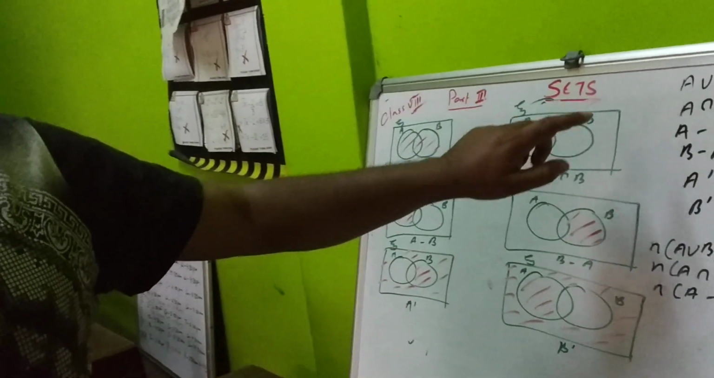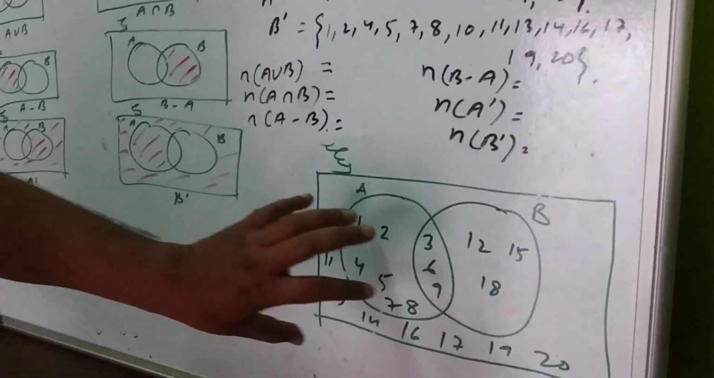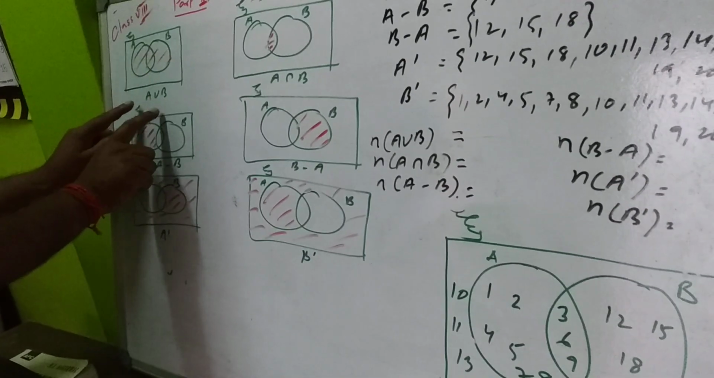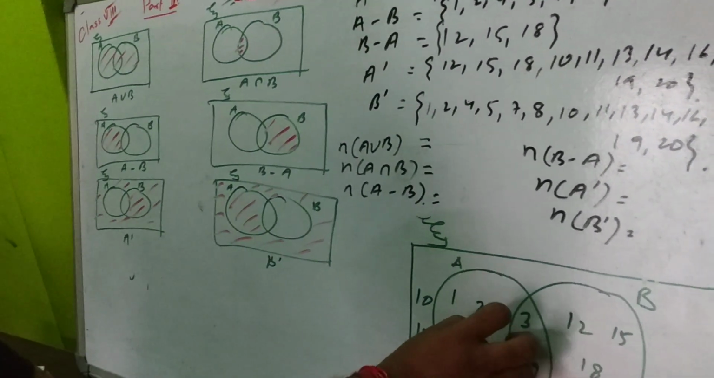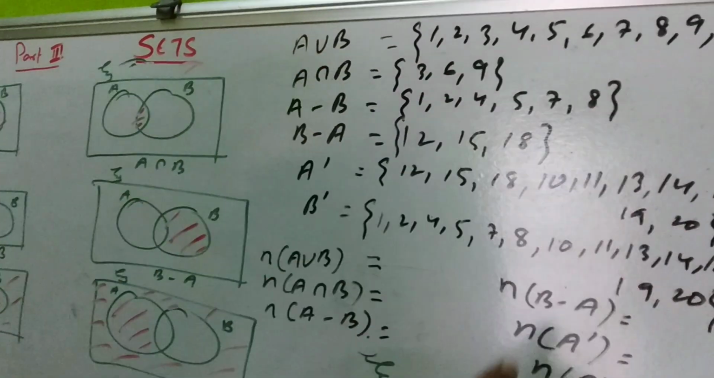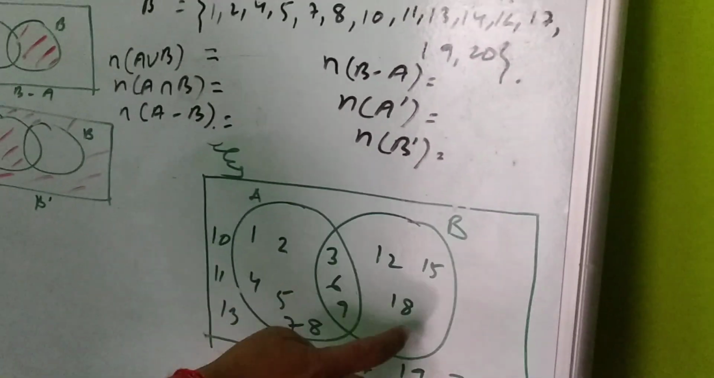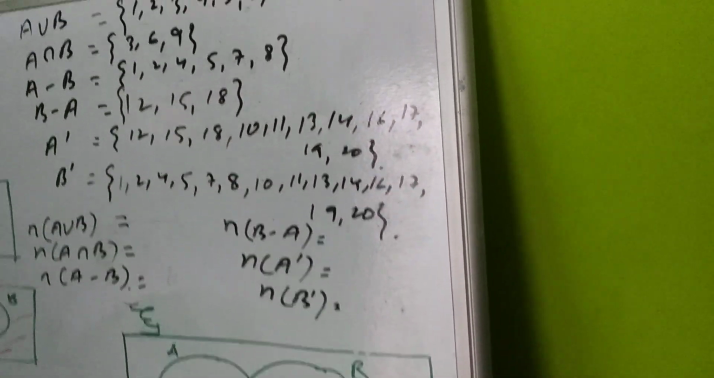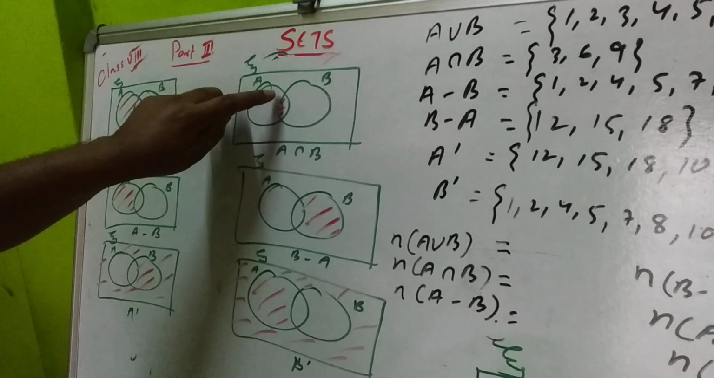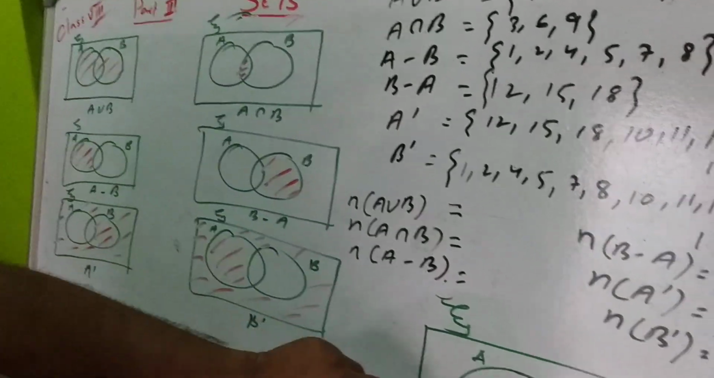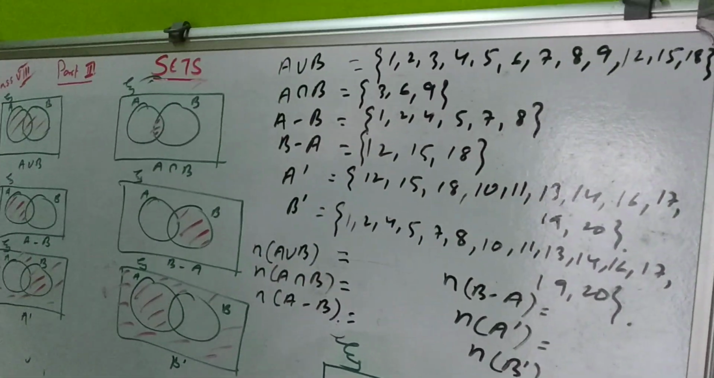Now when I say A union B, I need to take this area, that is A and B all together. So in this area I have these elements, that is A union B: 1, 2, 3, 4, 5, 6, 7, 8, 9, 12, 15, 18. That is what is listed out over here. When I say A intersection B, I am supposed to take the elements which are present in this area. So just see here, the elements present over here are 3, 6 and 9.